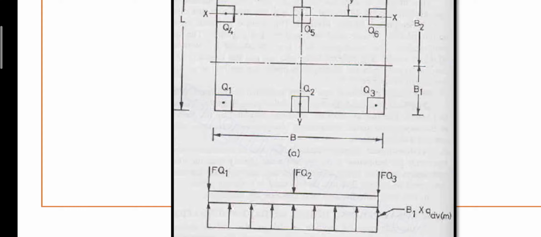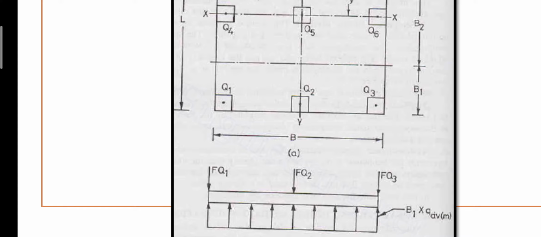Now we need upward load actually. So how to convert stress into load? We multiply the stress with area, so kilonewton per meter square into meter square will give you kilonewton, which is the load. So upward load is equal to upward force, which is QAV, into area. What is the area of this plan area?